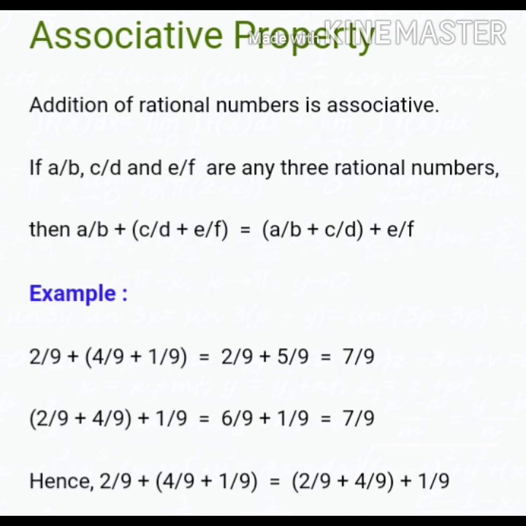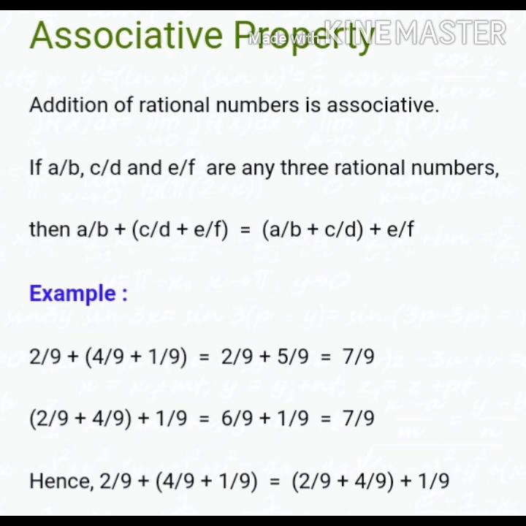The next property is associative property. If a over b, c over d and e over f are any three rational numbers, then a over b plus (c over d plus e over f) is equal to (a over b plus c over d) plus e over f. That means three or more rational numbers can be grouped in any order to find their sum, the answer will be the same.